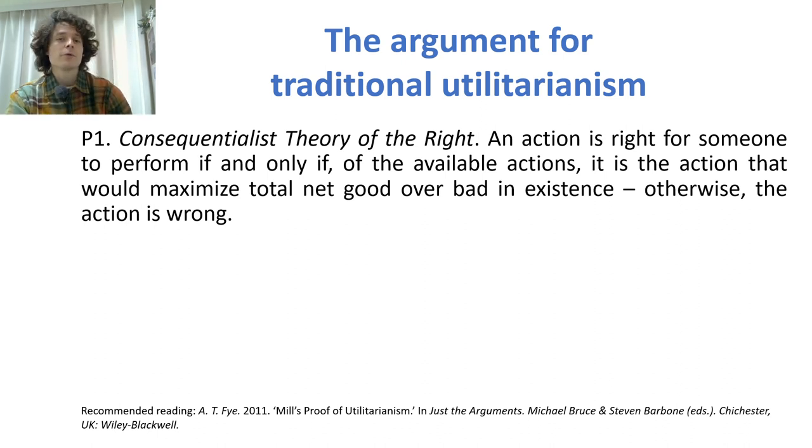So the first step in your argument would be your first premise, and we could call this the consequentialist theory of the right, which says that an action is right for someone to perform if and only if, of the available actions, it is the action that would maximize total net good or bad in existence. Otherwise, the action is wrong. So if you're not choosing the action which produces the highest total net increase in welfare, then you're doing a wrong thing. You're not doing the right thing. Of course, if you're choosing something that actively promotes decreases in welfare, unhappiness, pain, you're definitely doing the wrong thing.